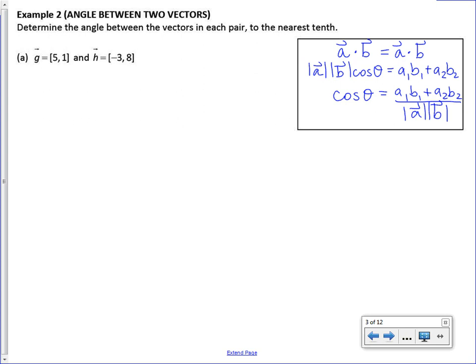Okay? So instead of A and B, it's going to be G and H. So if I want to find the angle between vectors G and H, is everyone okay? This is typically how I'm going to start. I'm going to write the cosine of theta is going to be the dot product of G and H over magnitude of G times magnitude of H.